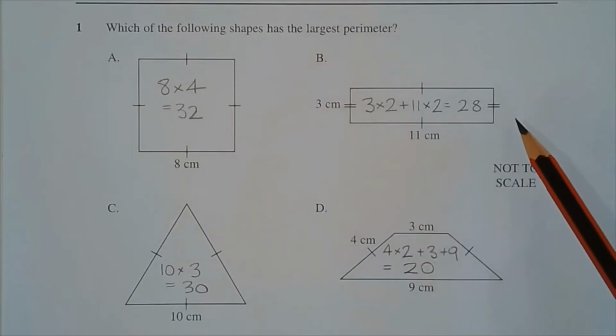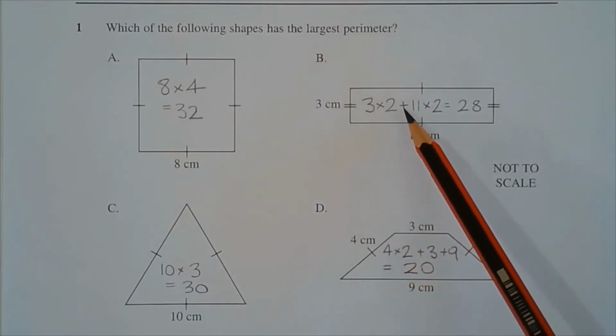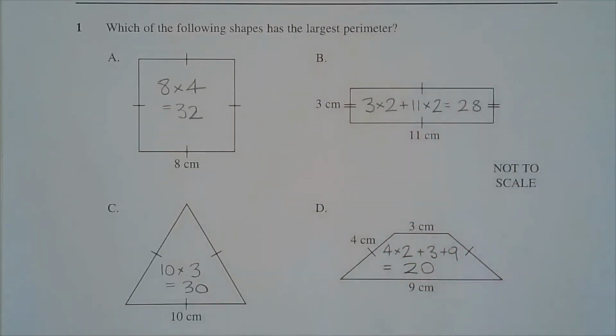Opposite sides are equal, so the perimeter is 3 multiplied by 2 plus 11 multiplied by 2, and that equals 28 centimeters. Option C is an equilateral triangle. There are 3 equal sides, each side 10 centimeters, so the perimeter is 10 multiplied by 3, which equals 30 centimeters. And option D is a trapezium. There are 2 equal sides, 4 centimeters each, so that's 4 multiplied by 2, plus the base, which is 9 centimeters, plus the top, which is 3 centimeters, and that equals 20 centimeters. So the answer is option A.